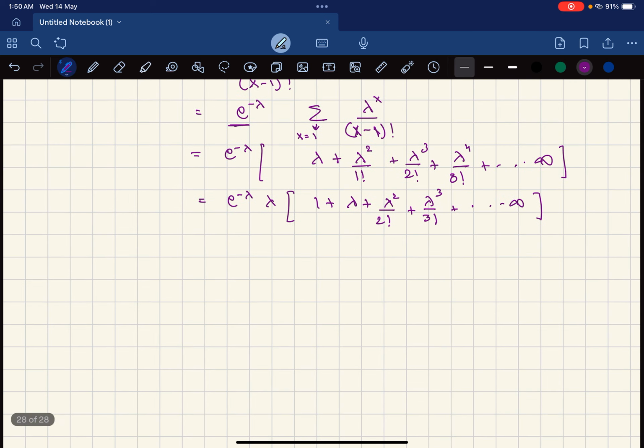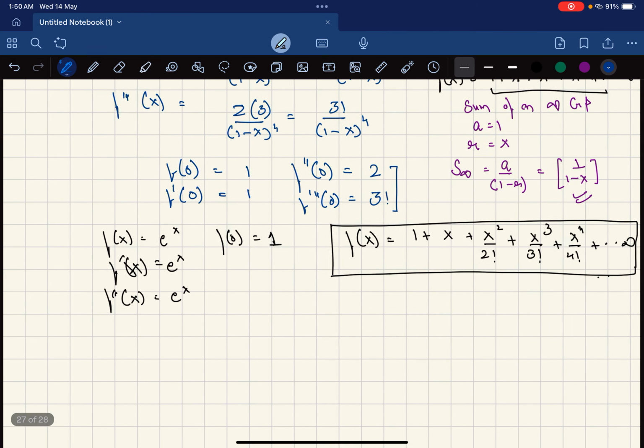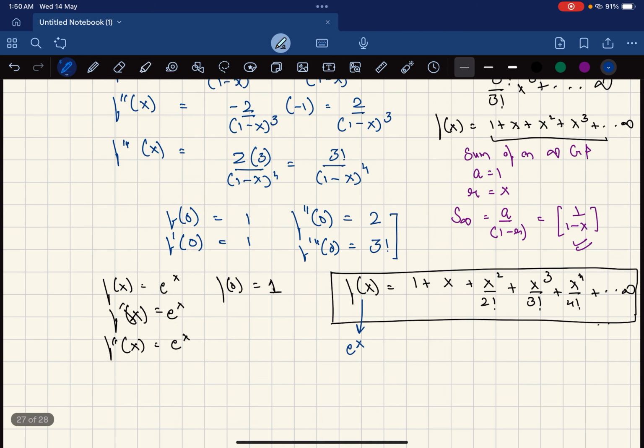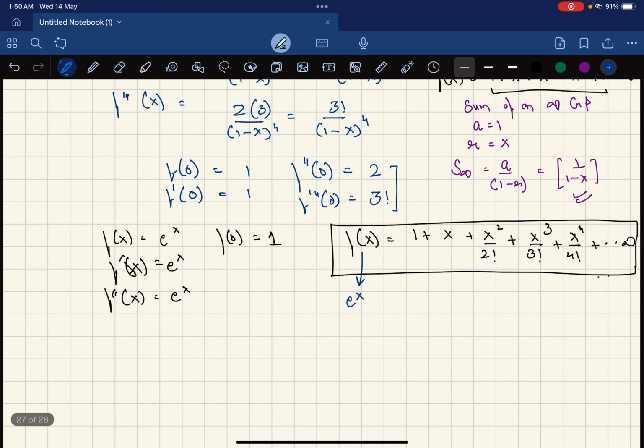Now here comes the interesting part where we'll be looking at this particular term. If you remember from Taylor series, which we saw just now, the expansion for e to the power x was given as 1 plus x plus x square upon 2 factorial plus x cube upon 3 factorial plus x4 upon 4 factorial and so on. So if we put x equal to lambda, we'll have e to the power lambda as 1 plus lambda plus lambda square upon 2 factorial plus lambda cube upon 3 factorial and so on till infinity.